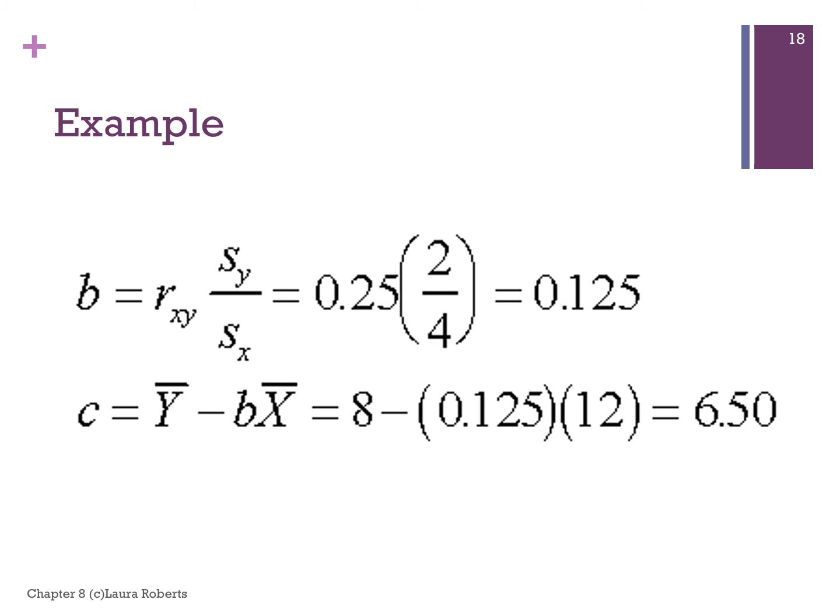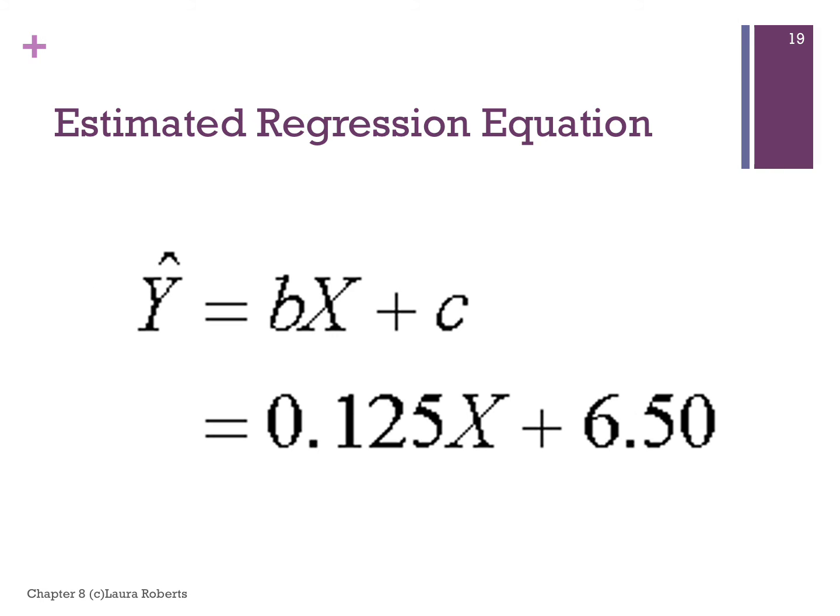For c, we plug in y bar, which is 8, minus b. We just found that was 0.125. And then we multiply that times x bar, which is equal to 12. If you do the algebra, you find the answer is 6.5. Now we've estimated values for b and c, and we can plug those into the regression equation to get an estimated score for y, which is y hat, for any child, for Alex or Elena or Carlos, any child in the classroom, and then we can draw the regression line.